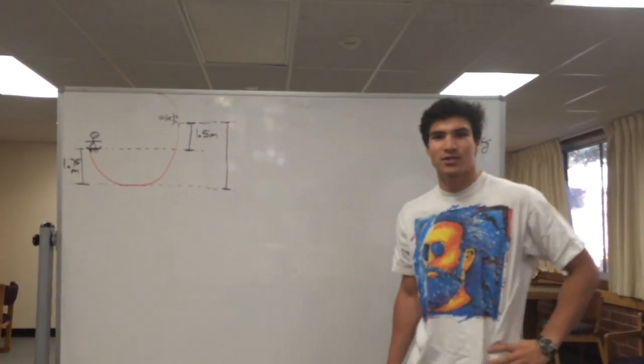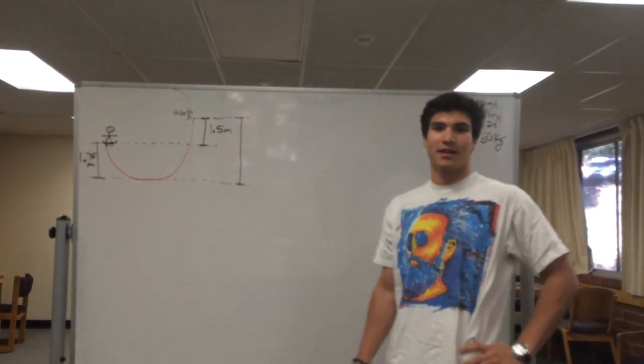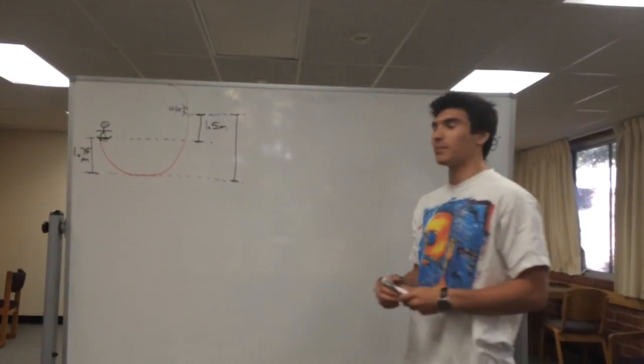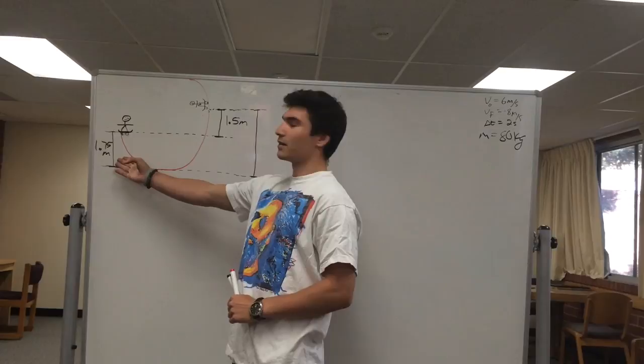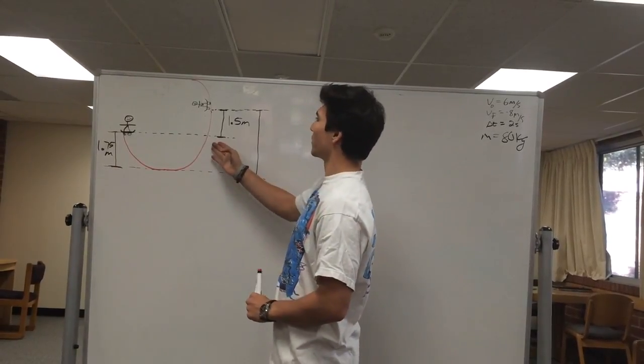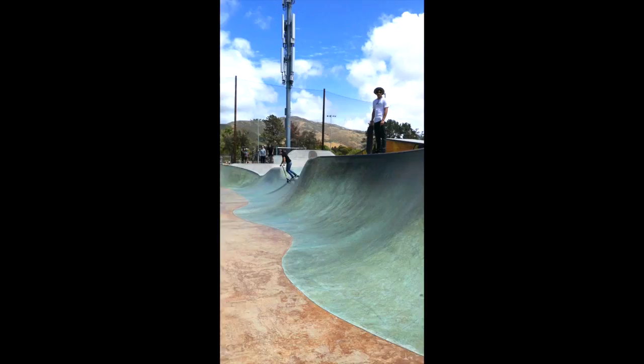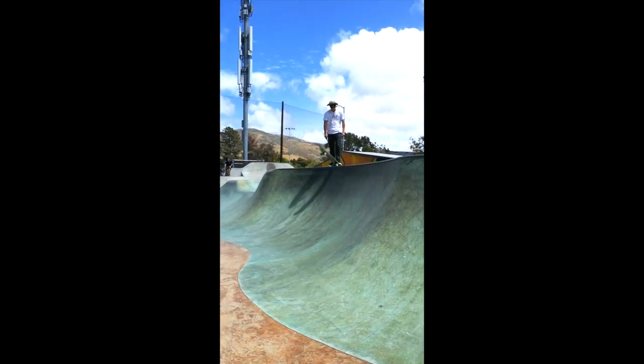So for our physics project, we went to Santa Rosa Skate Park and decided to do an experiment on the half pipe. And on this particular half pipe, we have one side being much lower than the back side of the half pipe.